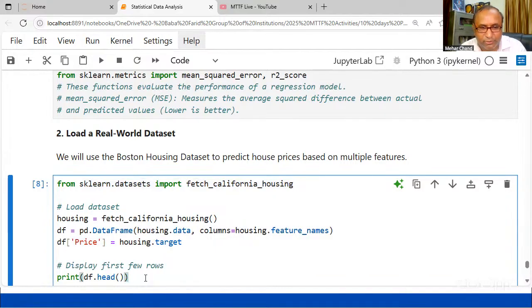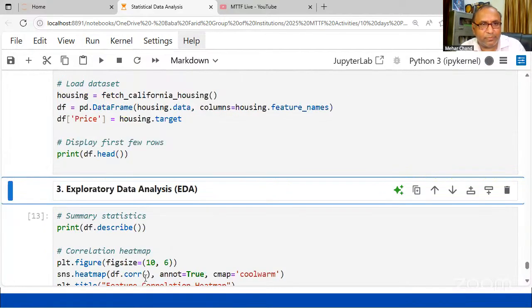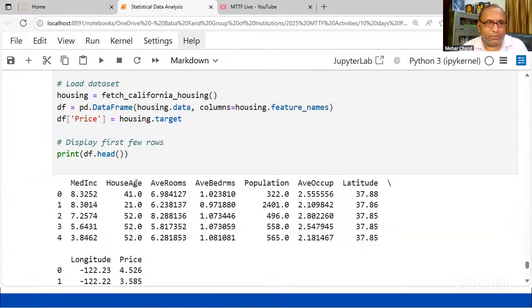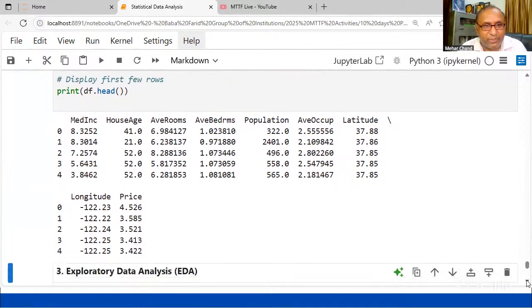When you execute with shift and enter, these are a few rows of the data set, and you can see the variables inside this data set, taken from a cloud-based dataset. In the columns we have median income, house age, average rooms, average bedrooms, population, average occupation, latitude, longitude, and price. Corresponding to all these parameters we have the numerical values at this place. So we can observe the data set.